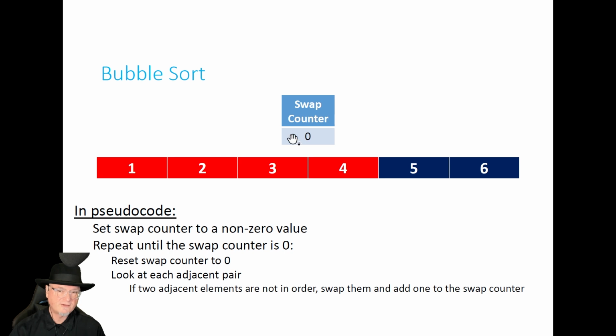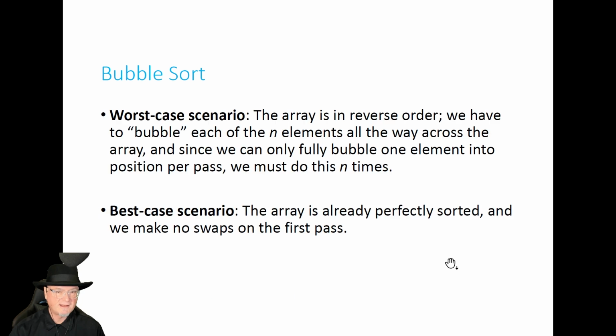So what are we going to do? We're going to set it to 0, pick our first frame. 1 and 2 in order, no action needed. 2 and 3 in order, no action needed. 3 and 4, they're in order. And so is the rest of the thing. So we get to the end and our swap counter is 0. Well, that's great. That's our ending condition.